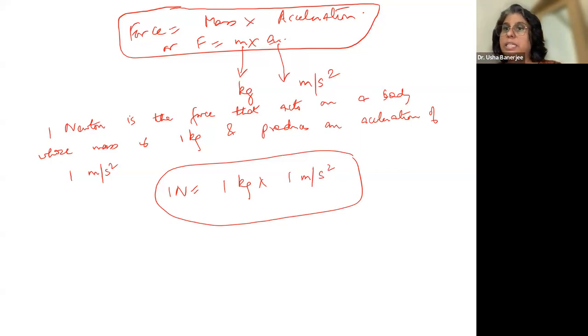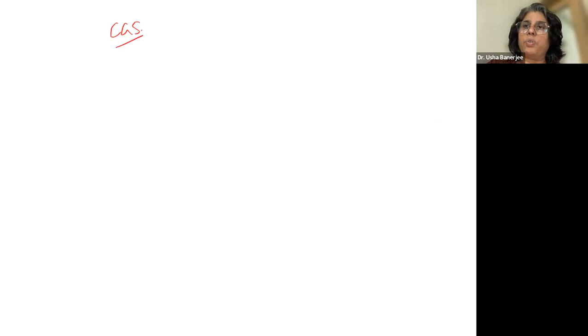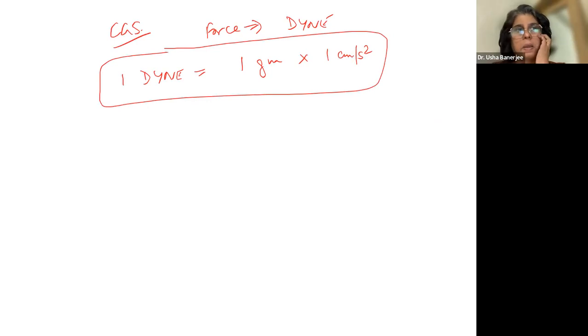Right? Now this is the SI unit. I will always tell you the CGS unit also. So in the CGS system, the unit of force is called dyne. So 1 dyne is equal to 1 gram, the unit of mass, into acceleration of centimeter per second square. Okay. So what is the relationship between Newton and dyne? I'm proving it.